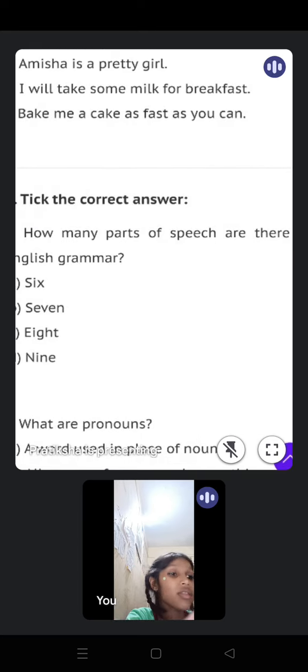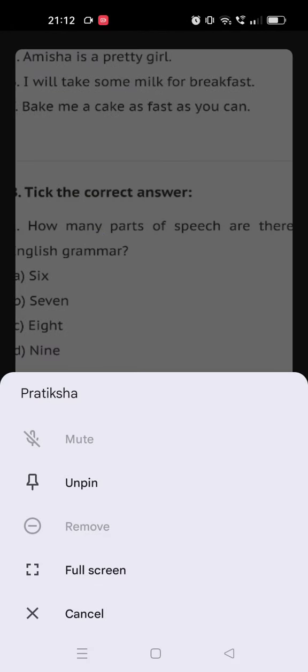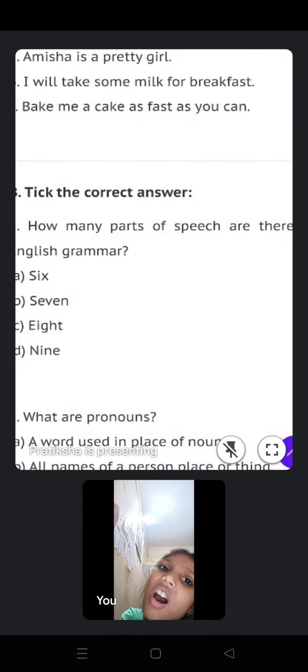What is "for" here? For is joining two sentences, right? Is it right? I will take some milk for breakfast. For is joining two words. For is joining one word and one sentence. Then what will "for" be called? Kaunsa part of speech hai?